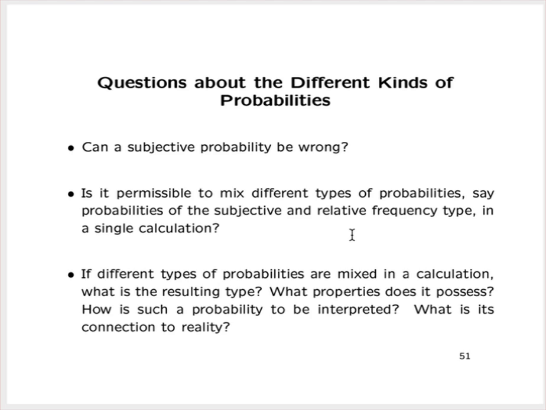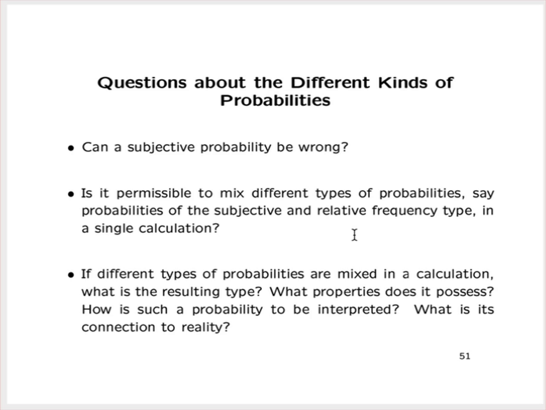Now, here's another question. Is it permissible to mix different types of probabilities, say probabilities of the subjective type and probabilities of the relative frequency type, in a single calculation? As you'll see, we're going to be doing some mathematical calculations and using formulas that involve two or more probabilities in many situations. The question is, can we combine probabilities of different types in those calculations?